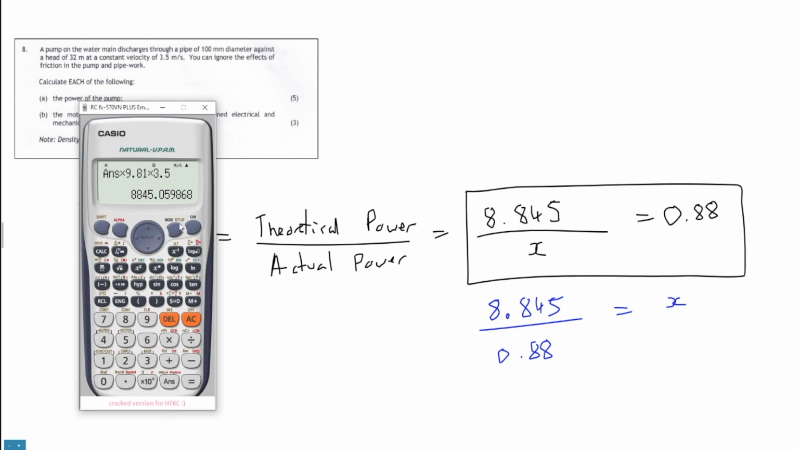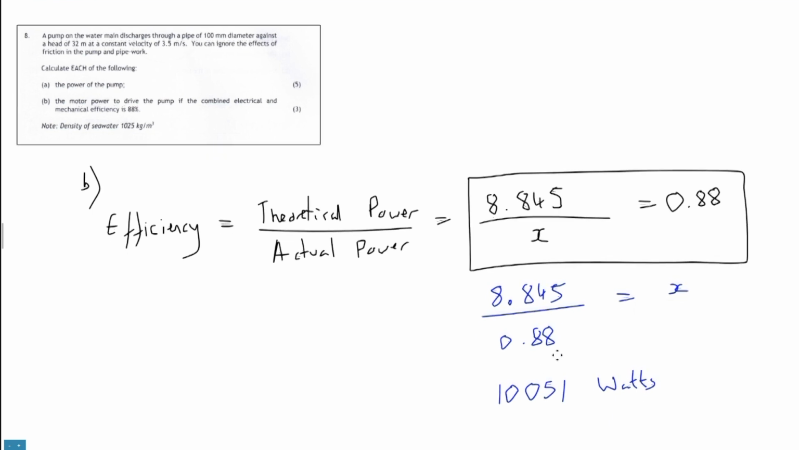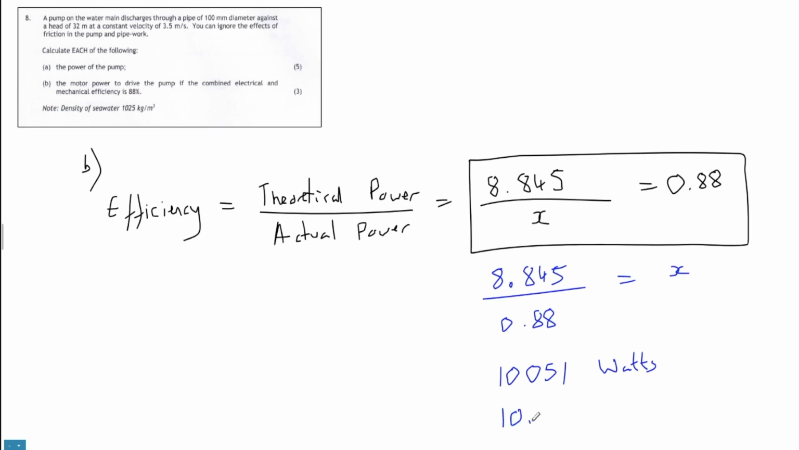We're going to take this number, divide it by 0.88. That's it. So the answer is going to be, what is that? 10,051 watts. Or I guess we could say that's 10.051 kilowatts. This is the actual power required to the pump. It's a nice, easy little end to it. It's worth 3 points, but it's always the same, this little twist at the end. It's pretty simple. That's it. Next one.